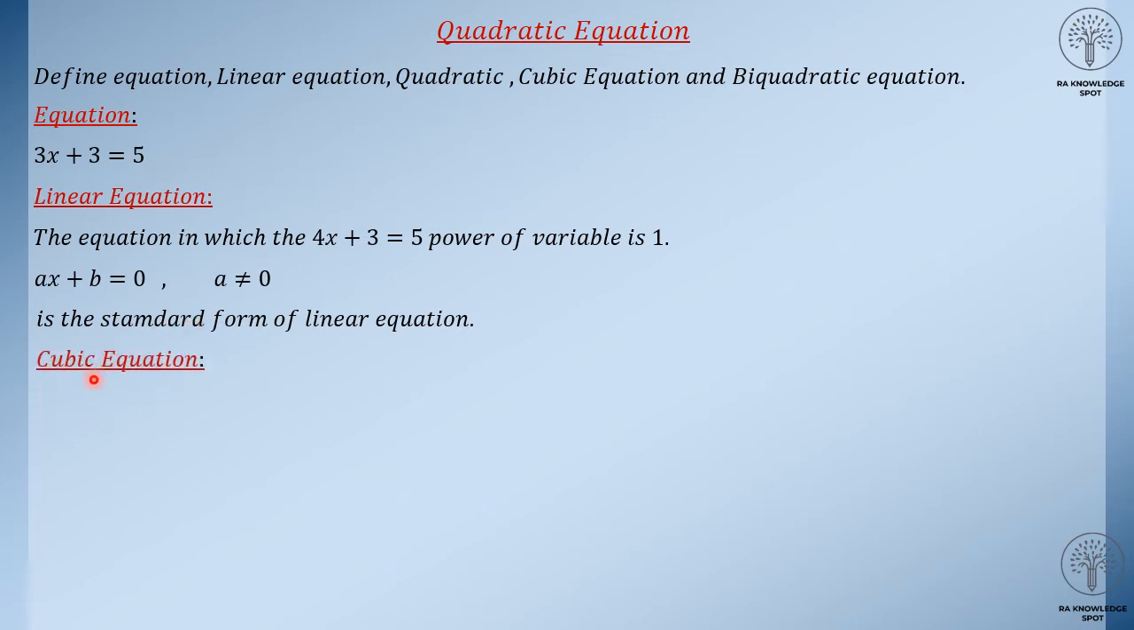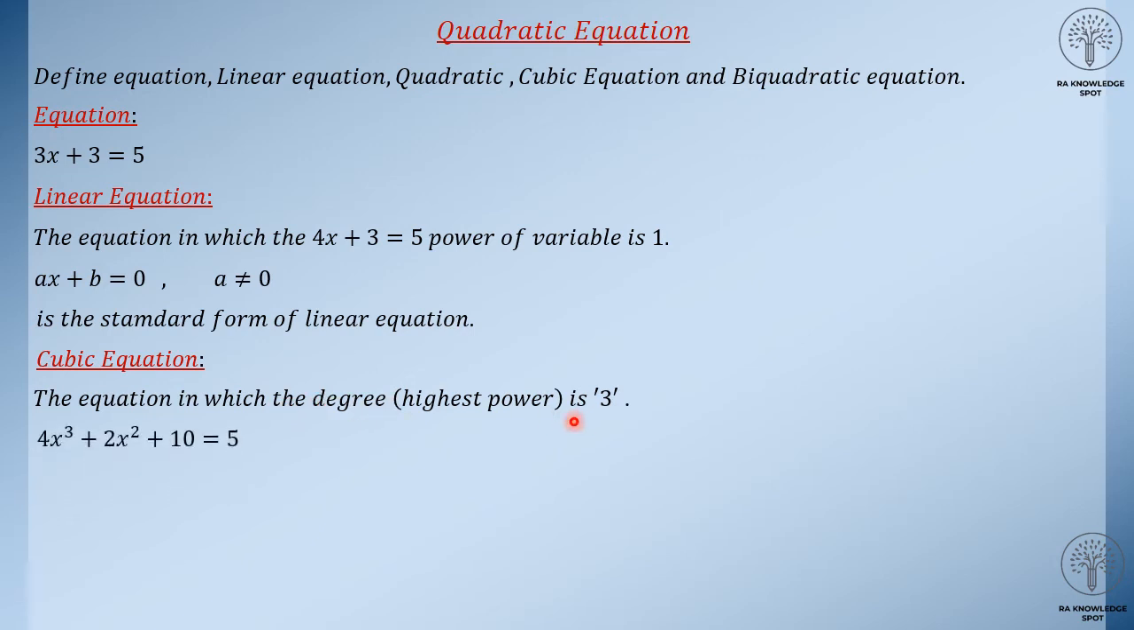Now, cubic equation. As you know, what is a cube, like the power 3? Here the equation in which the degree, or now what is the degree actually? Dear students, you know one name is power, another is exponent, and there is a third name, that is degree. Actually the highest power is called the degree. Now the equation in which the degree is 3, that is 4x cubed plus 2x squared plus 10 is equal to 0. You can see here this is power 2 and this is power 3. Now what is the degree? Degree is not 2, but degree is actually 3. The highest power is called the degree.